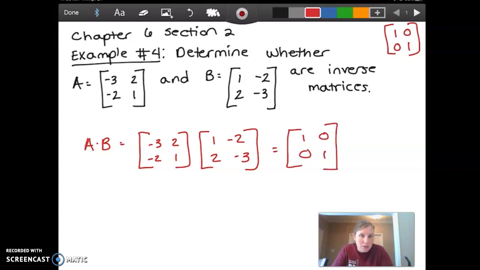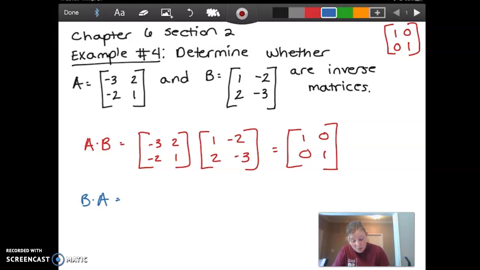But because we know multiplication is not necessarily commutative for these problems, you do have to check it both ways. So I've got to come back and check to see if B times A gives me the same identity matrix. Then I don't have to put anything different into my calculator. I just have to multiply it in the opposite direction. So I'm going down to matrix B times matrix A.